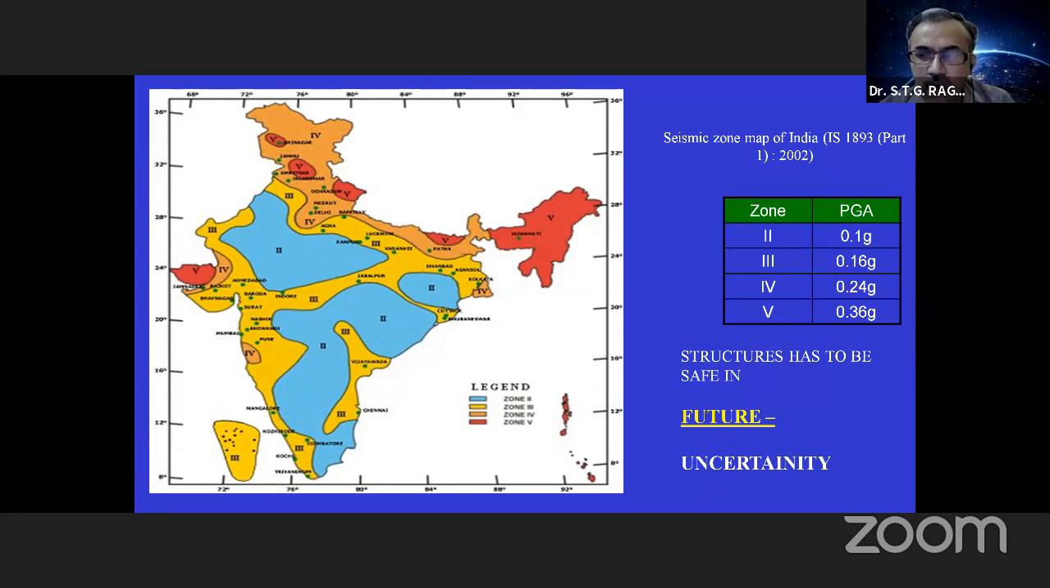It's very difficult to answer this question, because in our structural design the main objective is safety. The structures have to be safe, but for when? When you are building a new structure, we expect that the structure will be safe in the future, in the next 50 years or something. And future is a very dangerous word actually.